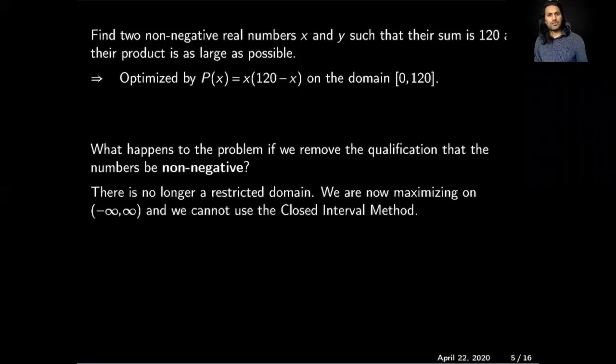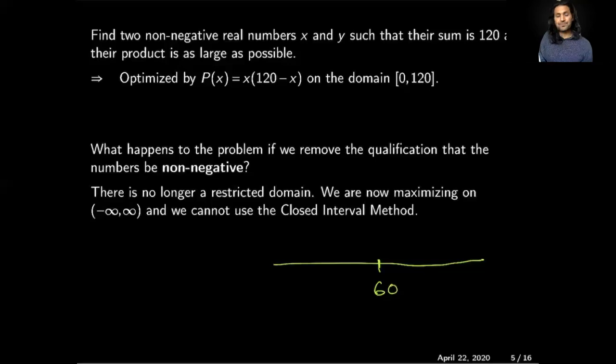In that situation, your domain is no longer from 0 to 120. It can go from minus infinity to infinity, and we will no longer be able to use the closed interval method. In these situations, we will use the line test. We already saw that 60 was the critical value, and we have minus infinity to infinity. What is the derivative of this function, P prime of x? It was 120 minus 2x.